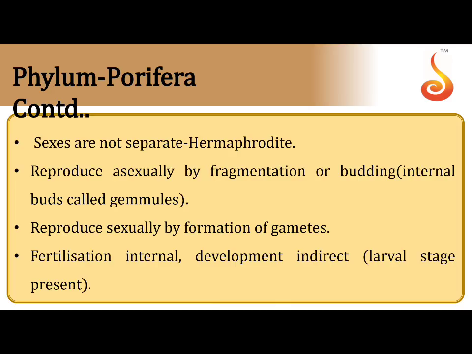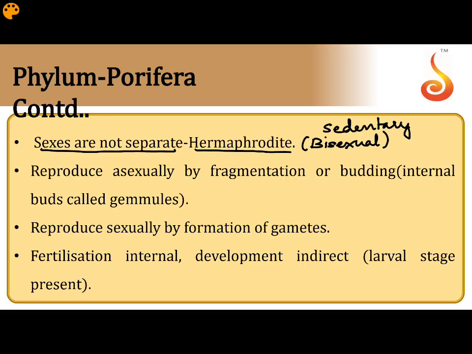Continuing, we understand reproduction. These organisms, I want to repeat once more that they are sedentary, meaning they cannot move for whatever reason. So obviously they cannot find a mate. So they are hermaphrodites. What do you mean by hermaphrodites? Bisexual organism. Sexes are not separate. They are present in the same organism.